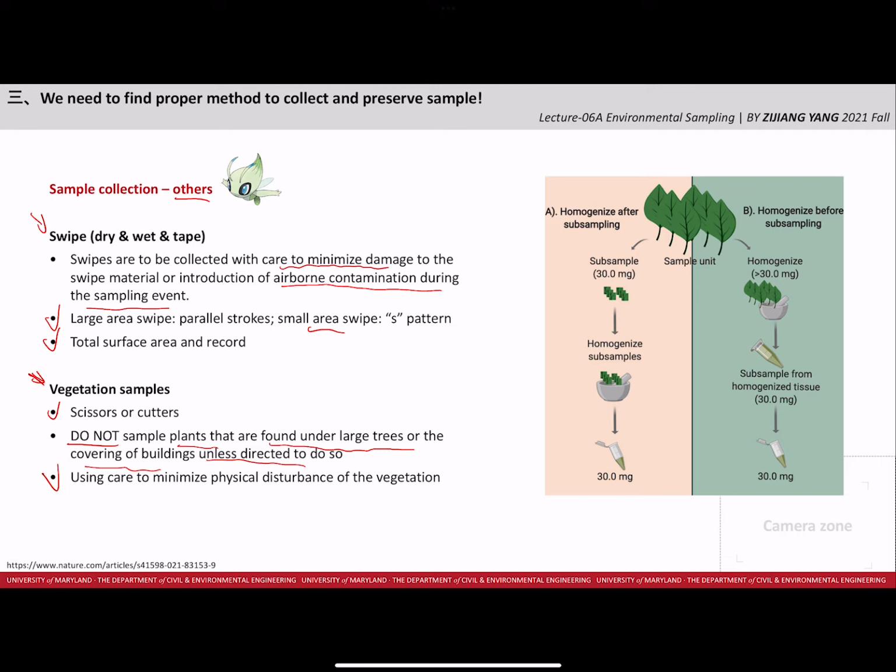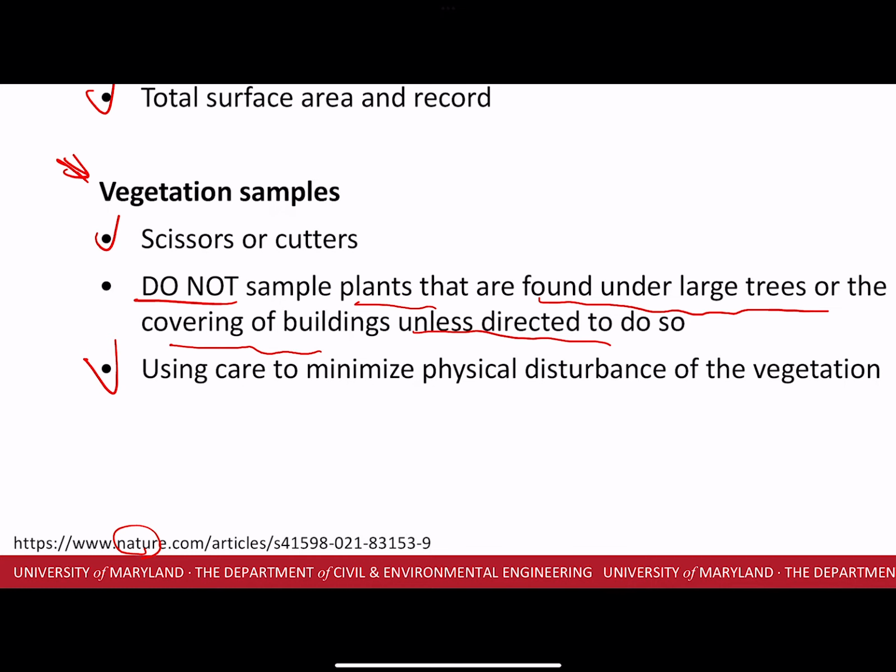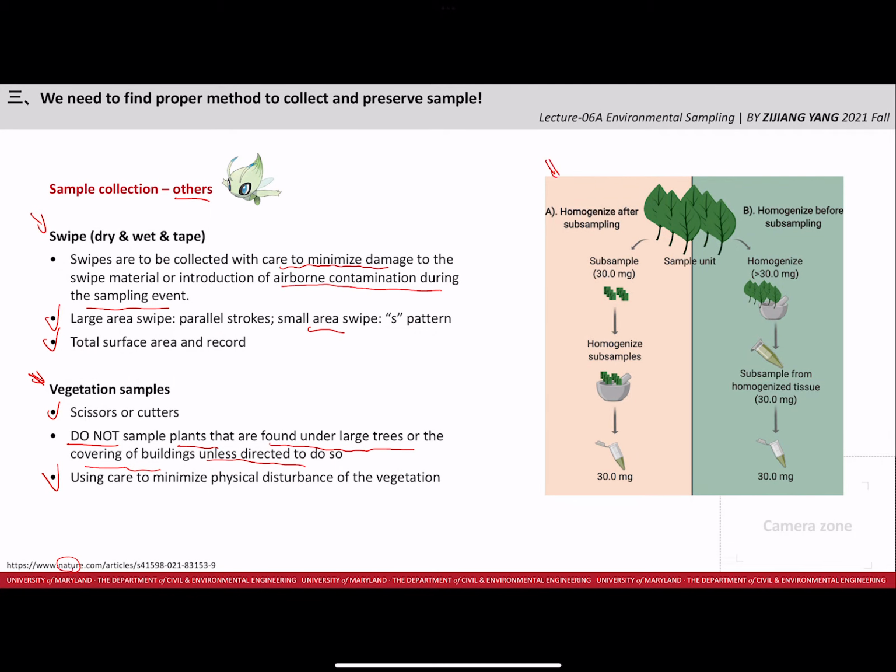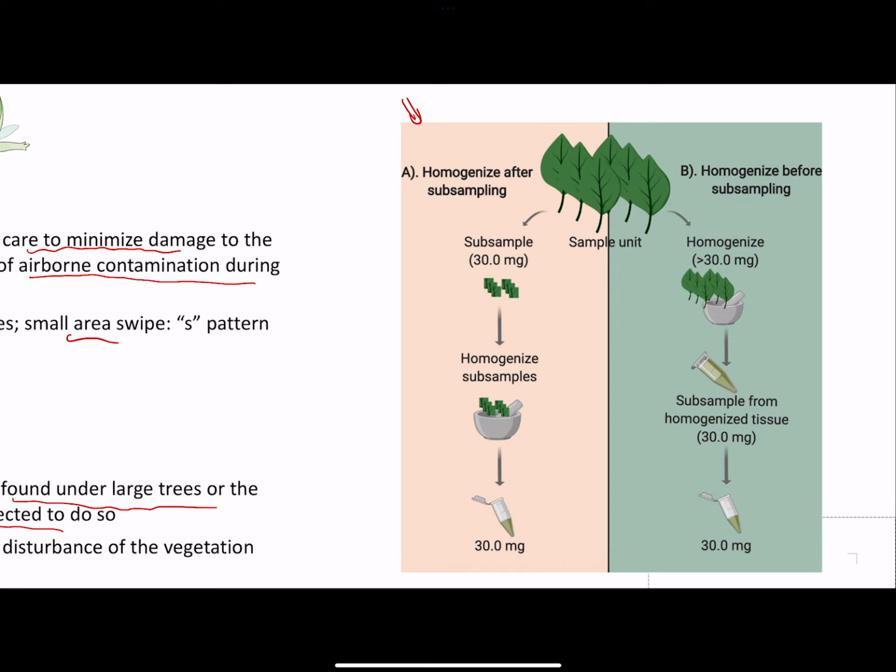And when I was preparing the material, I found a paper from Nature about analysis of the microbes on leaves, and it is very interesting. They found that they have two technologies. The first one is homogenize after subsampling. Basically, we have the leaves, and then we make a subsample of the leaves, and we homogenize these very small pieces of leaves, and then we do the centrifuge.